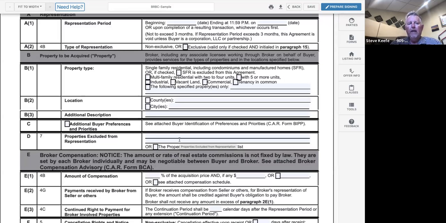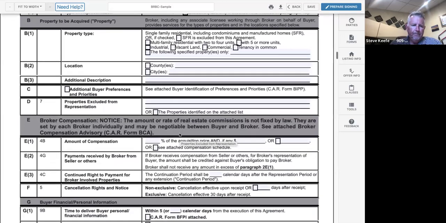Have you worked with anybody? Have you signed anything? And you would basically have the opportunity to exclude any properties in this area, so the buyer's not caught in a situation where they're obligated to two brokers.